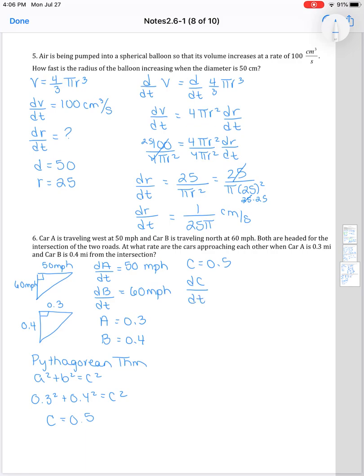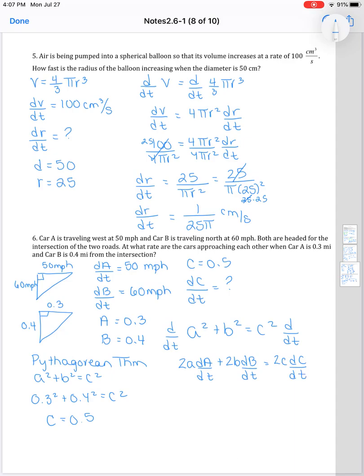Okay, so the Pythagorean Theorem, which says a squared plus b squared equals c squared. But now keep in mind, in terms of our triangle, a is 0.3 and b is 0.4. It's not how fast they were going. So we have 0.3 squared plus 0.4 squared equals c squared. And when we solve, c comes out to being 0.5. So I know that c is 0.5, which means I'm looking for the change of c with respect to time.